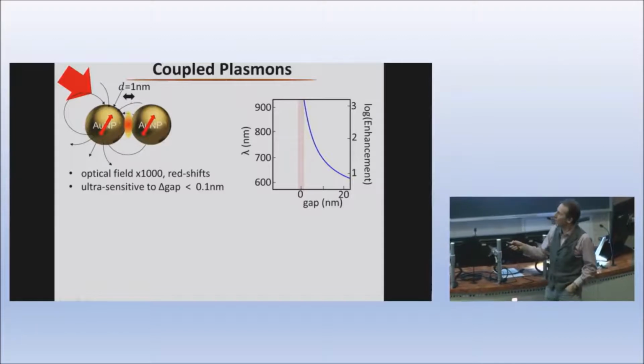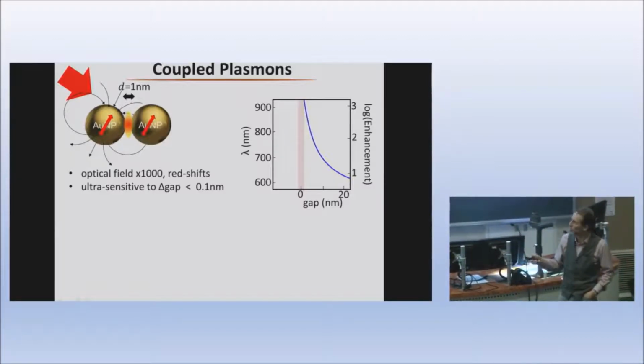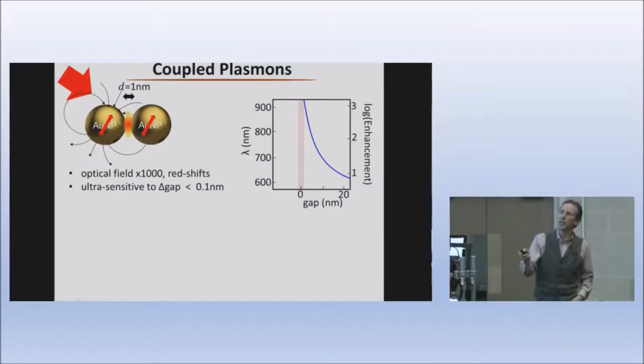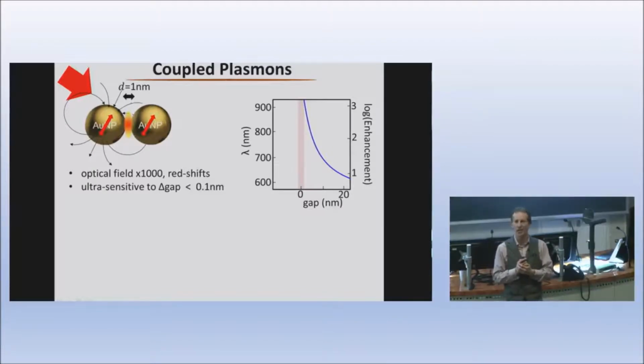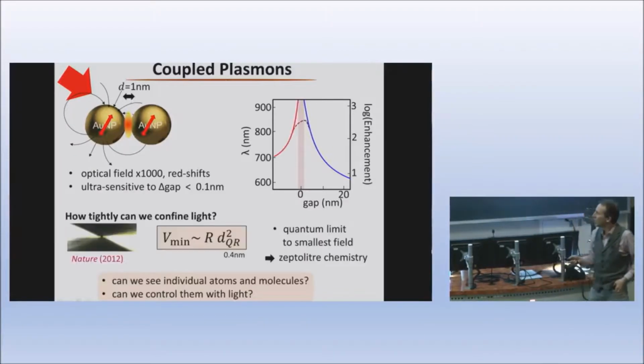So what happens is the light gets trapped in that gap. It gets trapped very tightly, and the color of the resonance shifts. In fact, in the last few nanometers, it shifts right from the visible spectrum out into the infrared. At the same time, you get up to 1,000-fold enhancements of the light in the gap. So the first thing about this area is that you need to build structures precise to 0.1 nanometers. That's pretty challenging, so that's what we spent a number of years learning how to do.